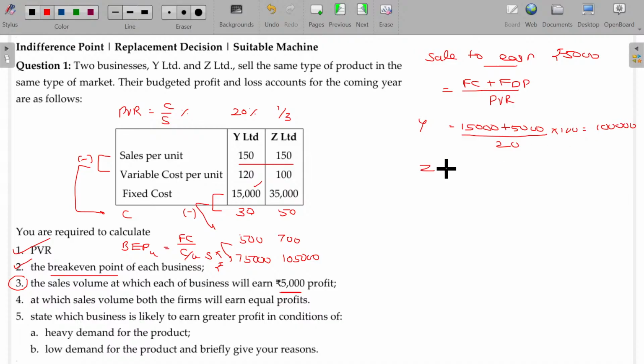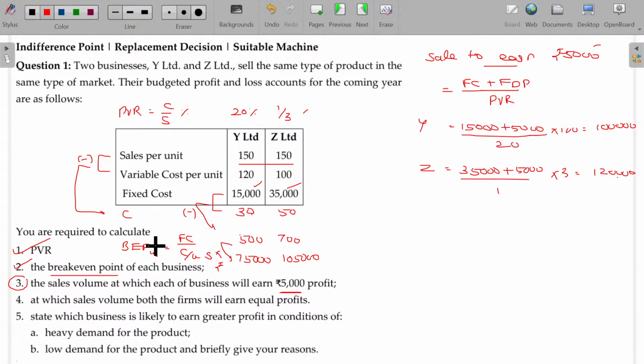In case of Z, fixed cost 35,000 and desired profit expected being 5,000, divided by PVR. In this case, the PVR being 1/3, 1,20,000. Clear?